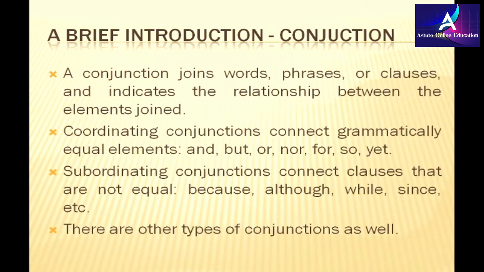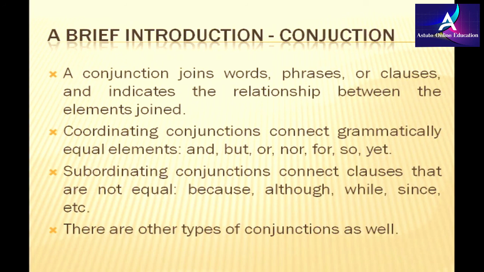A brief introduction is here about conjunctions. What are conjunctions? Conjunctions are words that connect or link phrases, sentences, clauses or words together. You can think of these words as words that join phrases or different parts of a sentence together. Common conjunctions include and, but, or, yet, for, nor, so. A conjunction joins words, phrases, or clauses and indicates the relationship between the elements joined.